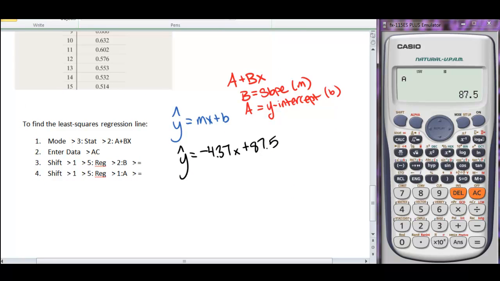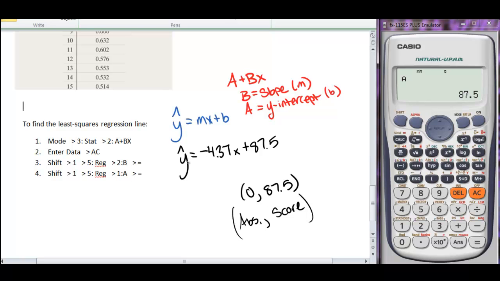Now that we've discussed what the slope is, let's also discuss what the y-intercept represents. Remember, the y-intercept is going to be the point 0, 87.5. Again, keeping in mind that we have our absences along the x-axis and then our score along the y-axis, then this would be that somebody with 0 absences is going to have a score of 87.5 on their final exam.